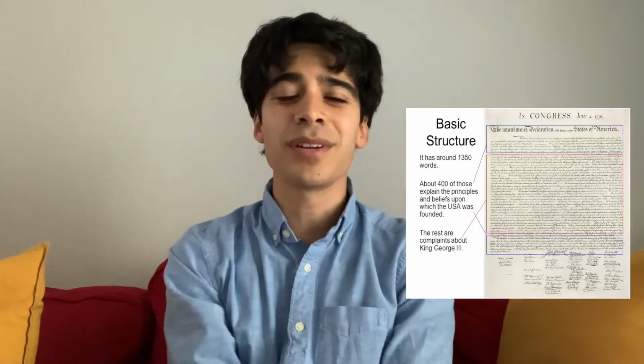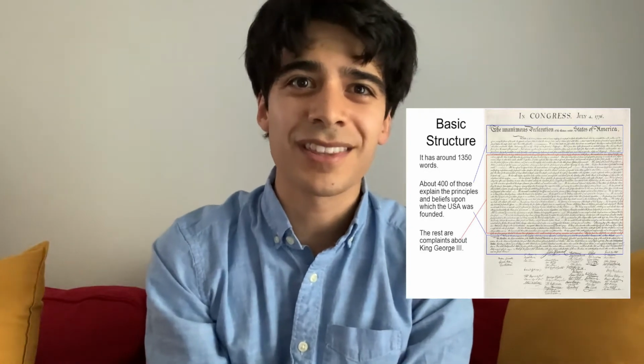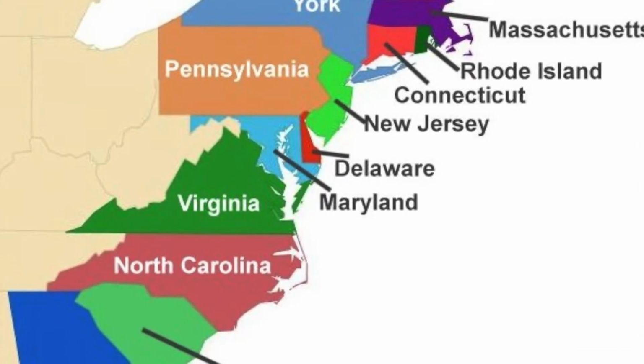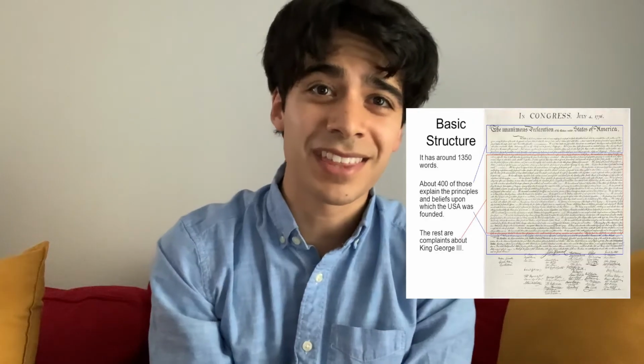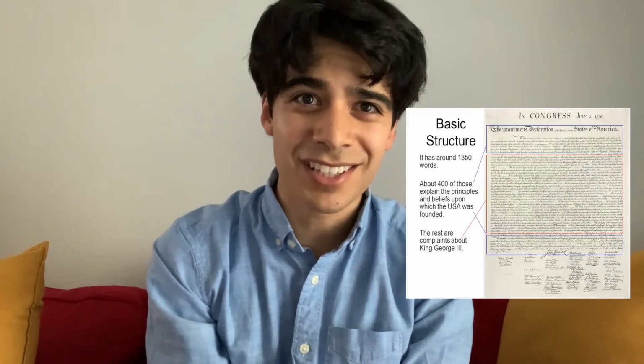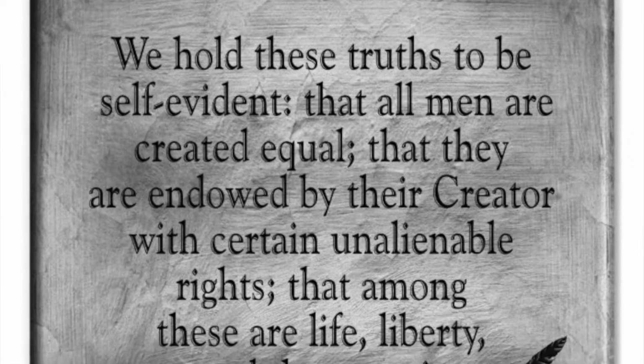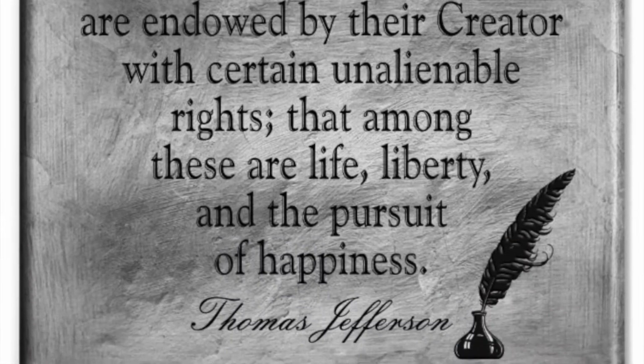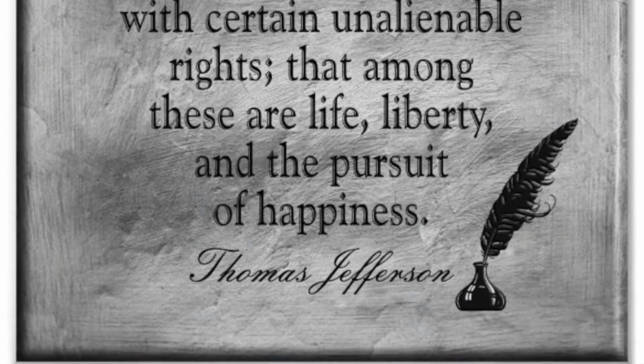Let's break it down into 4 parts. First, the intro. It simply states how the 13 colonies have united to form their own nation, and that they think it's time to separate. Second, the social contract, aka the rights of man. This is the juicy part, the part we quote so much, the all men are created equal portion. And I'll get back to that in just a minute.